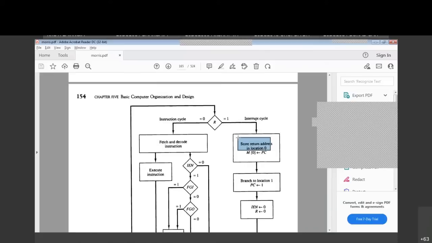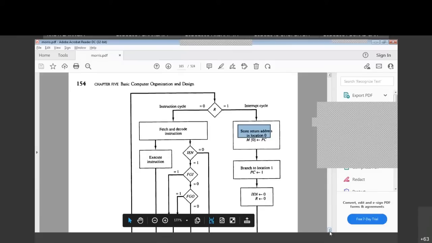Okay, so now what we do is in M of 0, we save the program counter. Okay, after saving the return address in M of 0, we'll be moving to location 1. This PC is set to 1. Here whatever is the interrupt instruction is executed, and then after completion of this interrupt, the flag, that is IEN flag, is set to 0. R is again set to 0, so that now we can move ahead with execution of our normal instruction cycle.